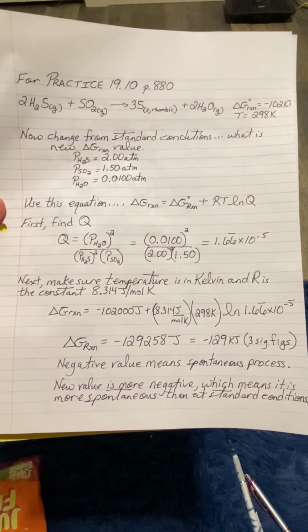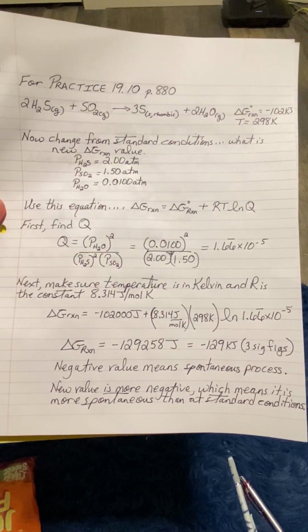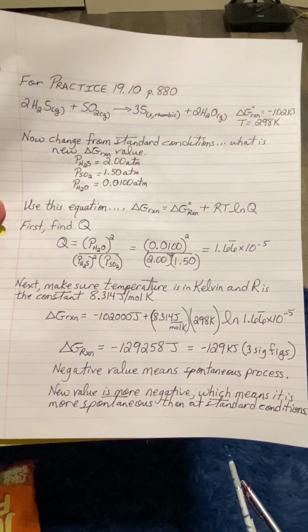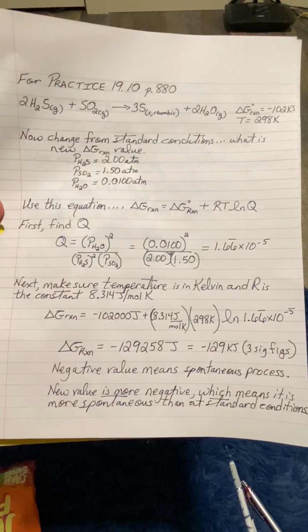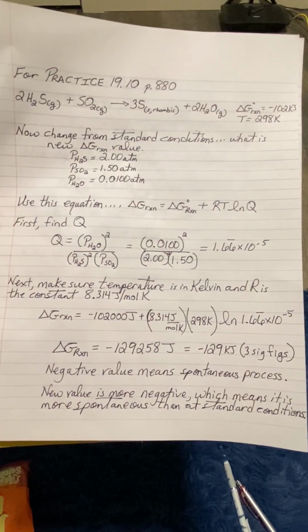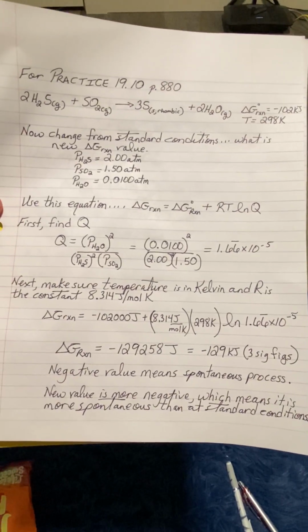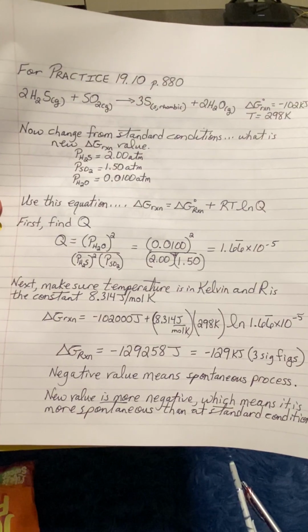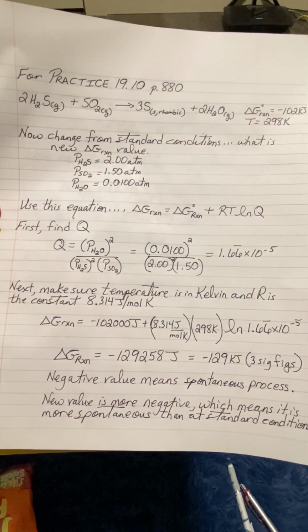Okay. Practice problem 19.10, page 880. Reaction is balanced. Given Gibbs free energy standard value for the reaction, negative 102 kilojoules, and we're at a temperature of 298 Kelvin. Now let's change from standard conditions.